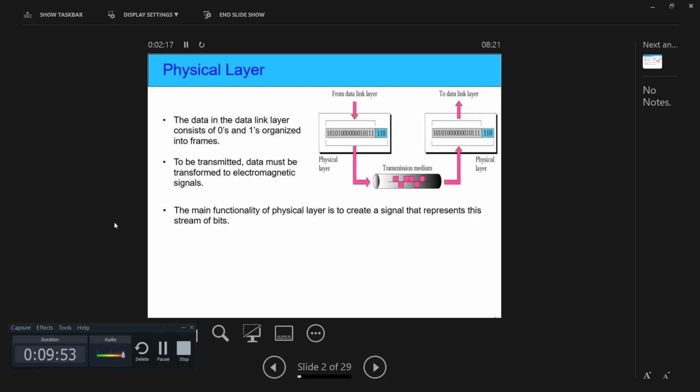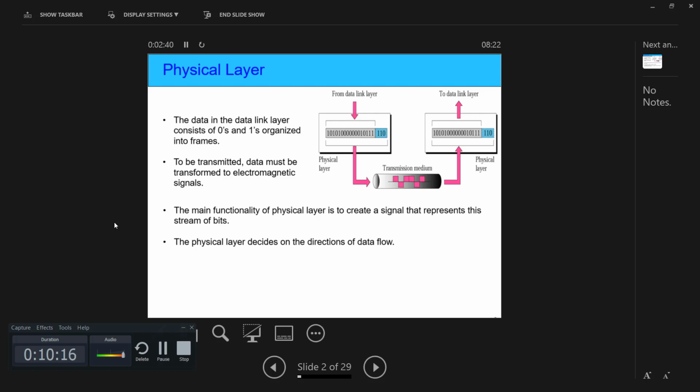So the main functionality of the physical layer is to create a signal. How we move this data. In the end, if we need to send an email, we have text. This text should be represented in bits. These bits should be transmitted. So I need to create a signal to represent the stream of bits to be transmitted through the wireless medium to the receiver.